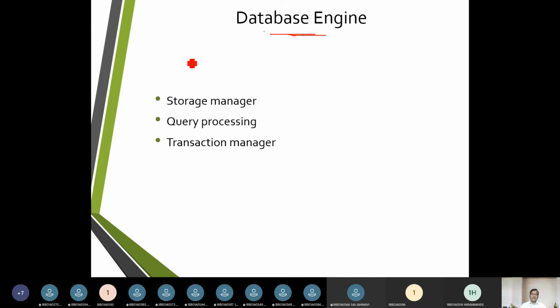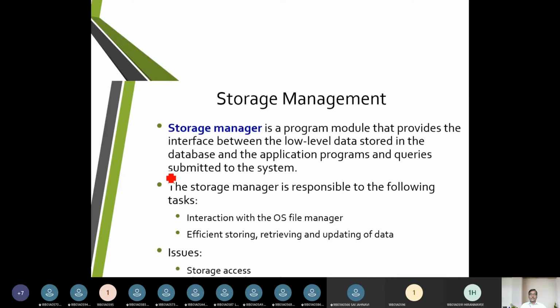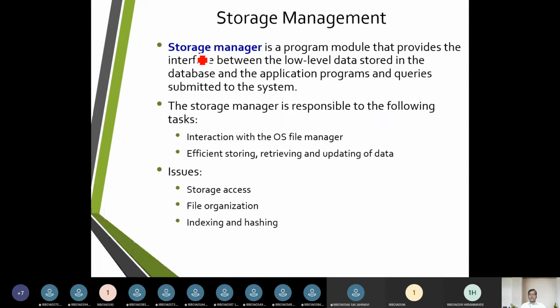So the database engine has, one, the storage manager. Two, the query processing. Three, the transaction management. So as far as storage is concerned, it is in the first layer, which we call the physical layer. So that is the first level view, the physical layer.